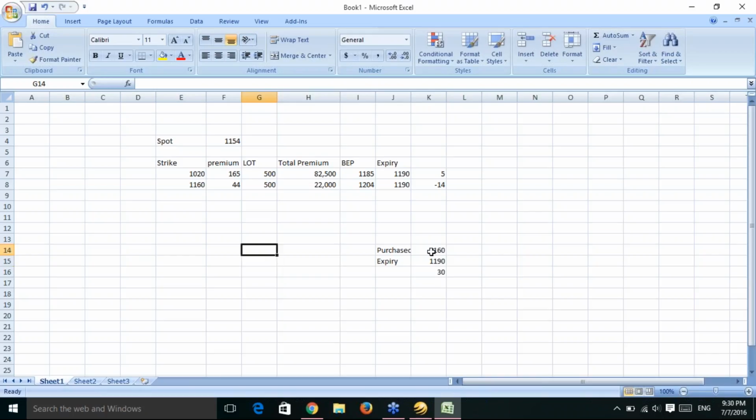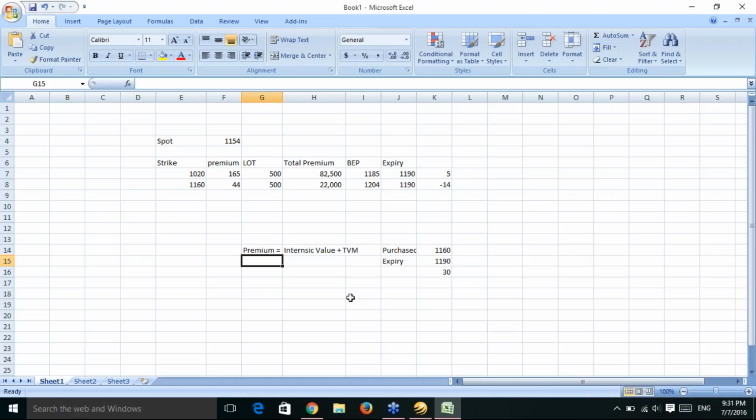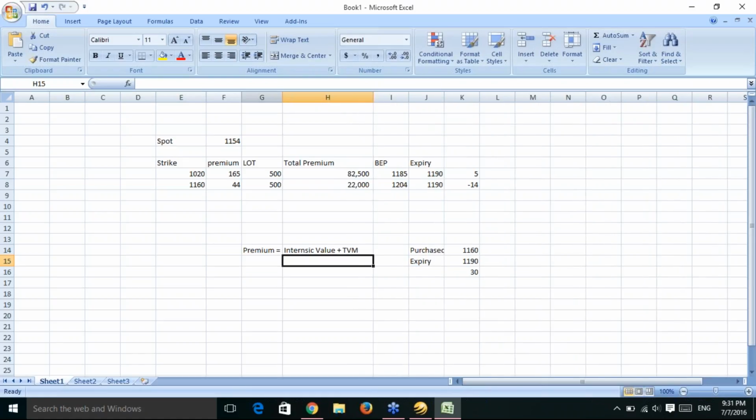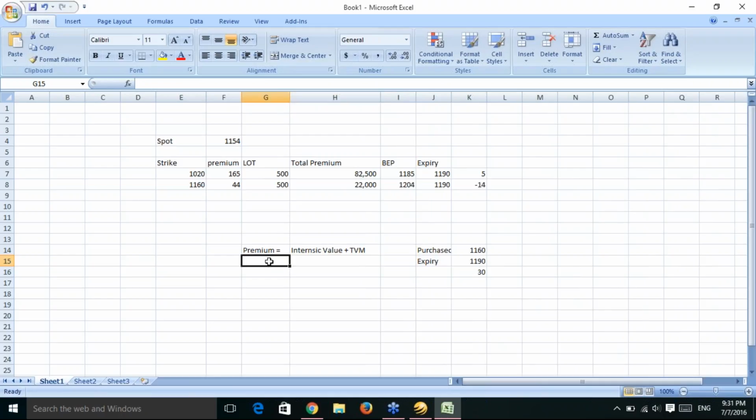So remember from our previous class, the premium equals the intrinsic value plus the time value. Now the intrinsic value is what? Intrinsic value is the spot minus the strike price. I'm so sorry. Now remember, what is the intrinsic value on, let's say, 28th of July? Now this is on 7th of July.